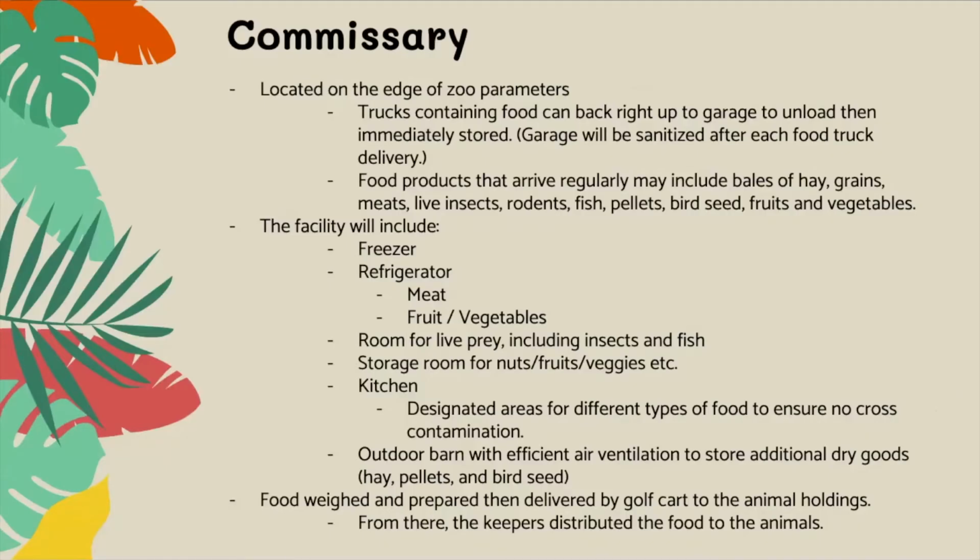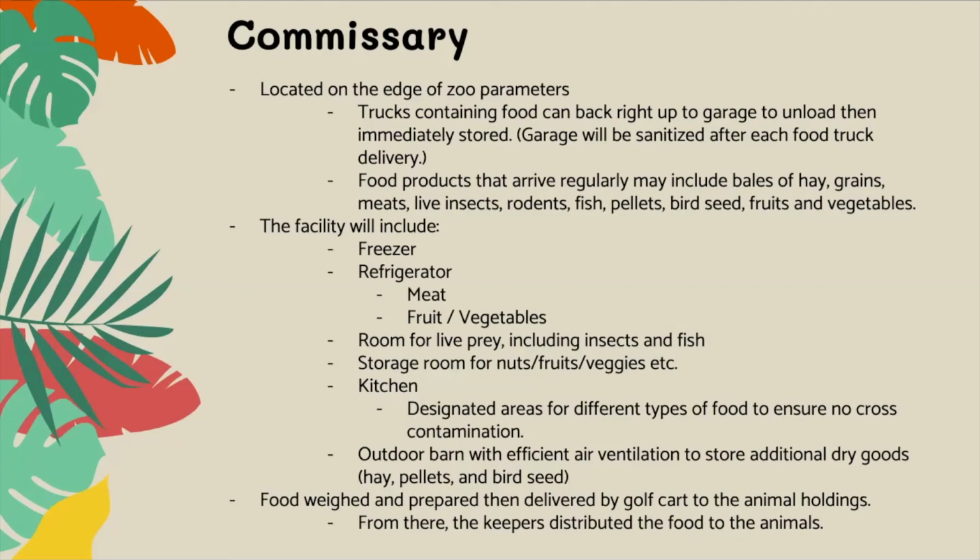Okay, so our commissary for doing most of the food prep will be located on the edge of the zoo perimeter so that trucks containing food can back right up to the garage to unload, then immediately store the food. The garage will be sanitized after each food truck delivery. Food products that arrive regularly may include bales of hay, grains, meats, live insects, rodents, fish, pellets, birdseed, fruits, and vegetables. The facility will include freezers and refrigerators for meat and fruits and vegetables.